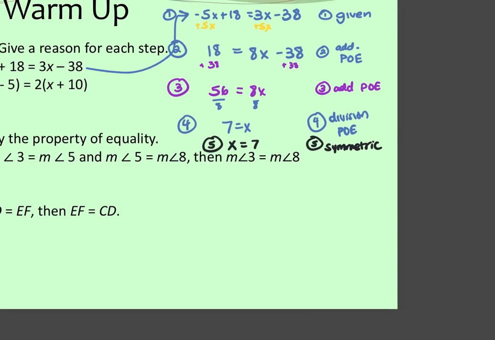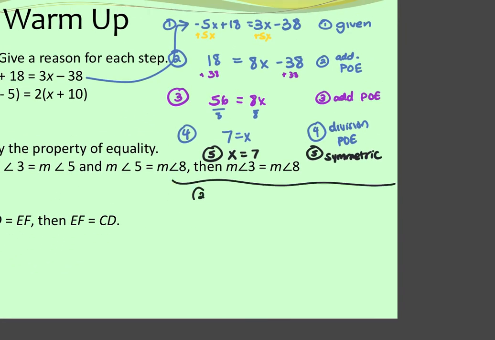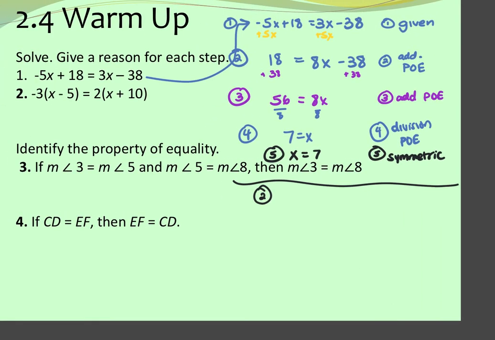All right, second one. Negative 3x minus 5 equals 2x plus 10. That's given.